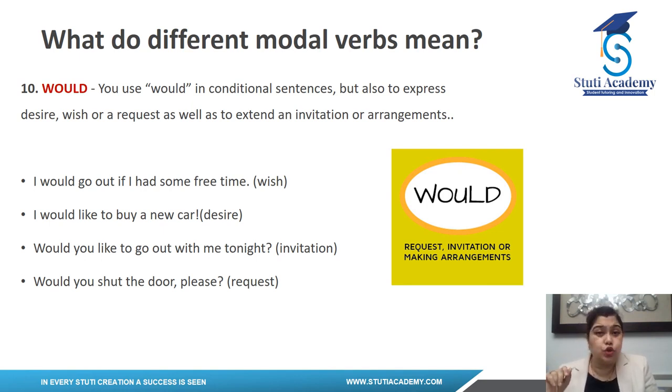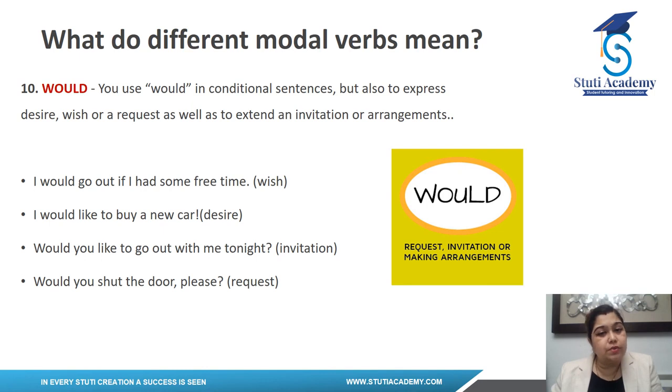The next would is, I would like to buy a new car. This is talking about my desire to buy a new car. Would you like to go out with me tonight? So I am inviting you, and if you say yes, I will make arrangements accordingly. So this would has an invitation and a subtle way of saying I can make arrangements.